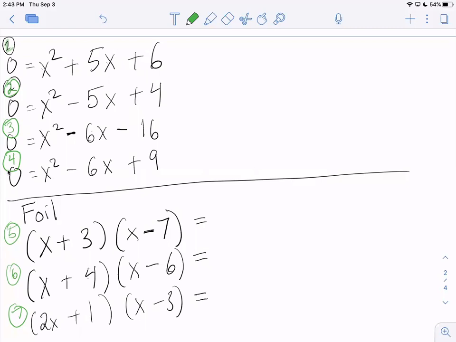Later, we're going to do more complicated factoring where there's a number in front of the x squared. But for now, just the regular x squared is something that we'll work with.